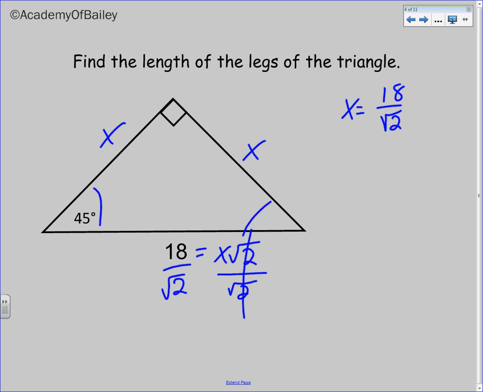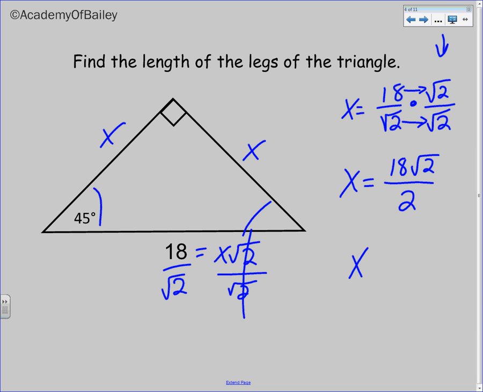But you cannot have a square root on the bottom, so we have to rationalize the denominator and multiply it by 1. But 1 is going to be in the form of square root of 2 divided by the square root of 2. So 18 times the square root of 2. And on bottom, the square root of 2 times the square root of 2 should give us 2. 18 over 2 will reduce to 9. x equals 9 square root of 2. And that is for both of them, since it is an isosceles triangle.